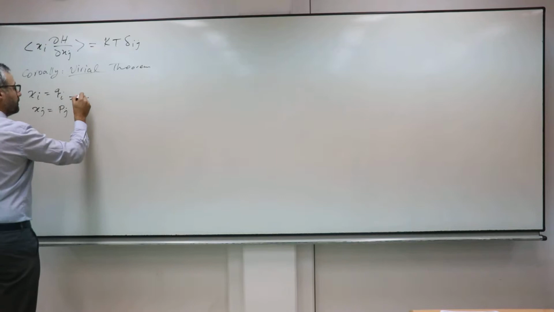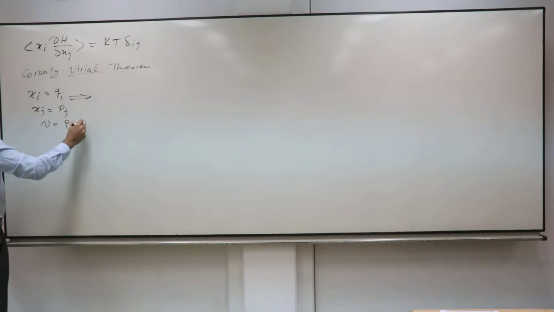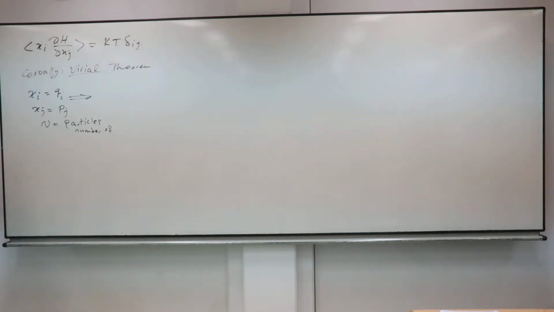So, we have a system of n particles. n is the number of particles, and we have 3 degrees of freedom for each particle: q1, q2, q3, or p1, p2. So the degree of freedom of the system is 3 for one particle, and you have n particles, so you have 3n states in the phase space. I want to talk about only this case.